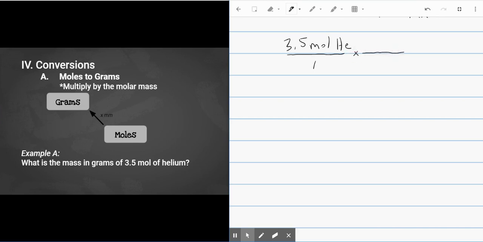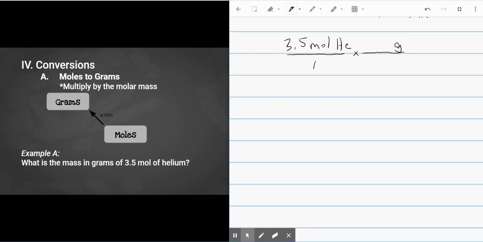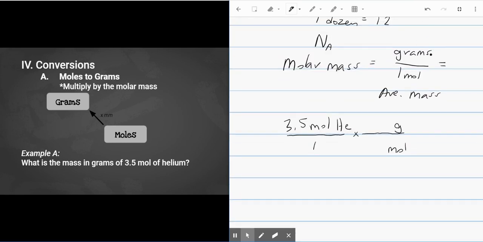Okay, and so you can see the question says, what is the mass in grams? I want grams. So grams are going to go on the top of my conversions because that's our unknown. We're looking for grams, so I put them up top. And the one I want to cancel out is moles. So moles go down here on the bottom. Well, we just said that the grams over 1 mole is called the molar mass, and it's found on the periodic table. So we're going to use that knowledge.